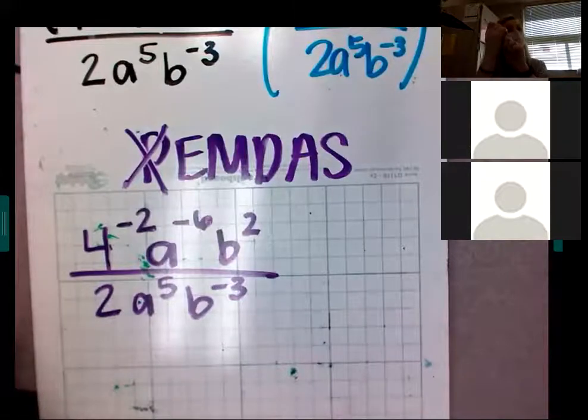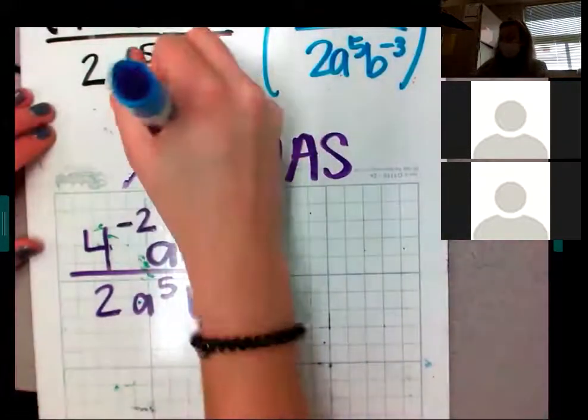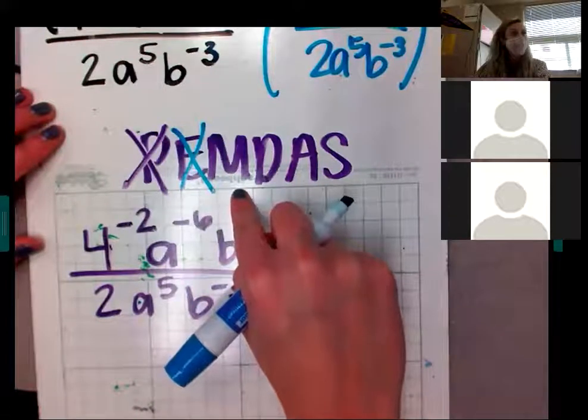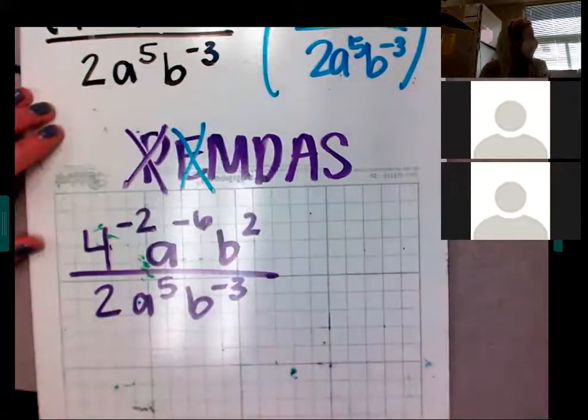What do we do next? We just did exponents. Is there any multiplication to do? Y'all don't know. Why am I saying we don't know?